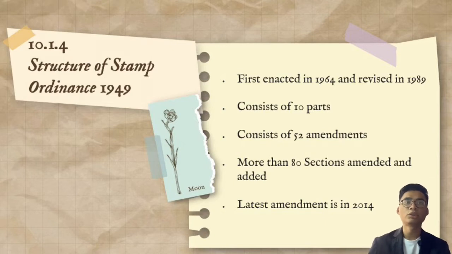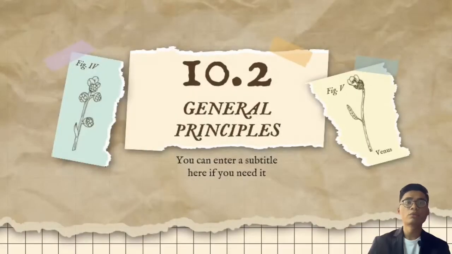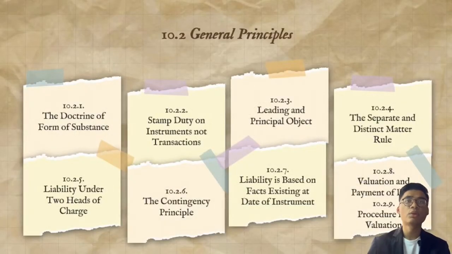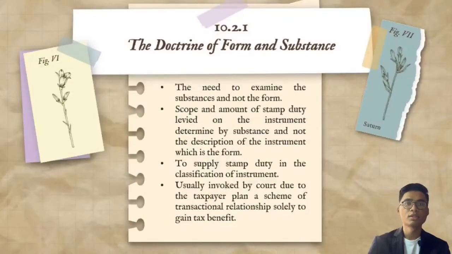After we have done with the introduction of the stamp duty, now we move to the general principles of stamp duty. It consists of 9 principles which will be explained by me and my group members. So the first principle is the doctrine of form and substance.